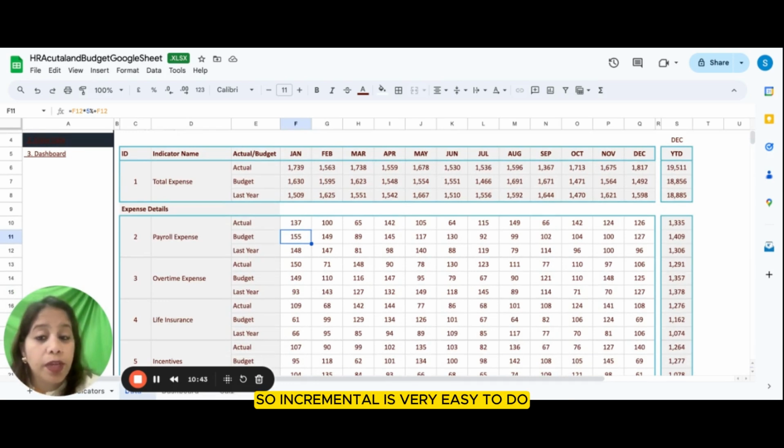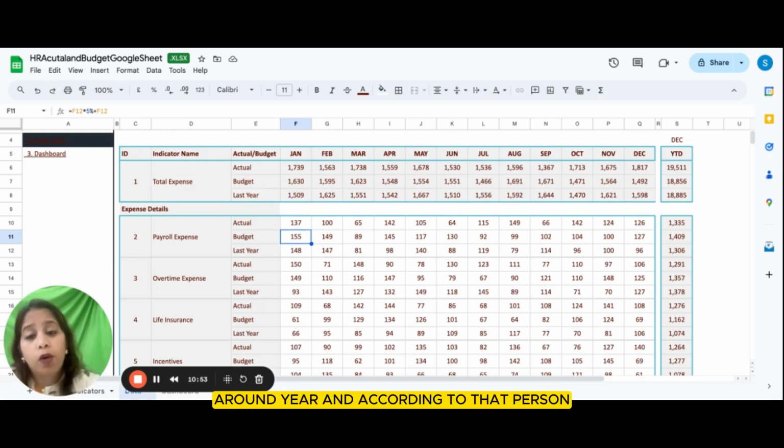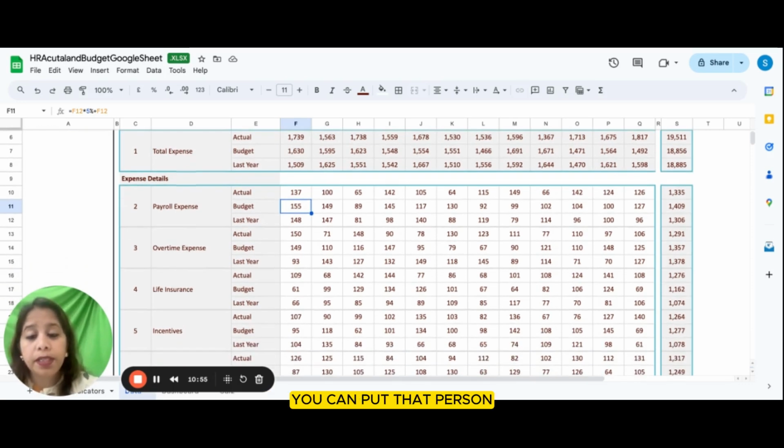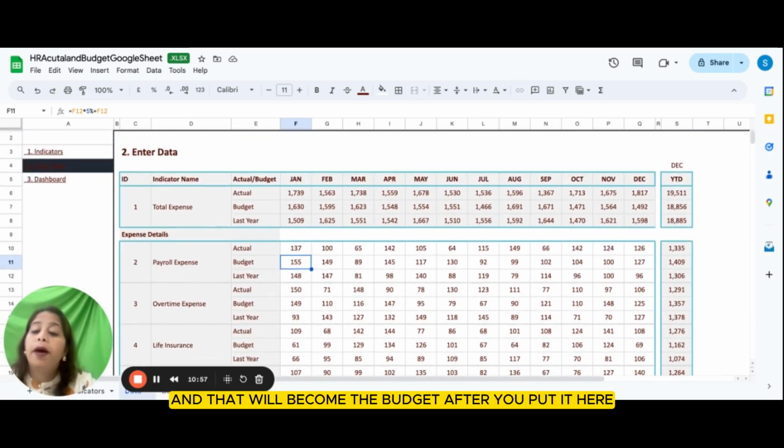So incremental budgeting is very easy to do. You just have to look at last year. You need to see how much inflation there is, or you can also read the All India Consumer Price Index, to see how inflation is moving year on year. According to that percent, you can put it in, and that will become the budget of the year.